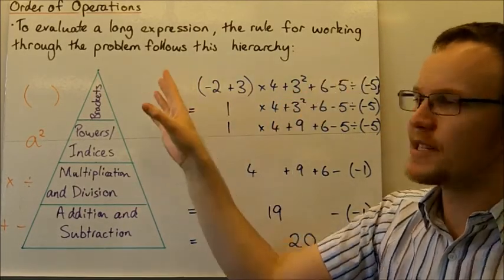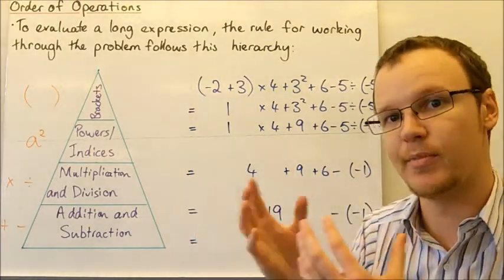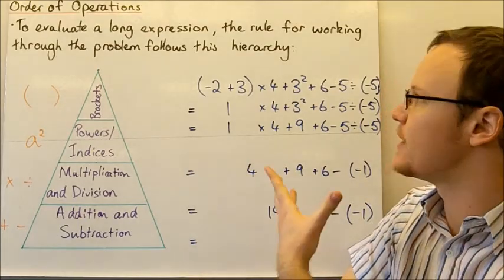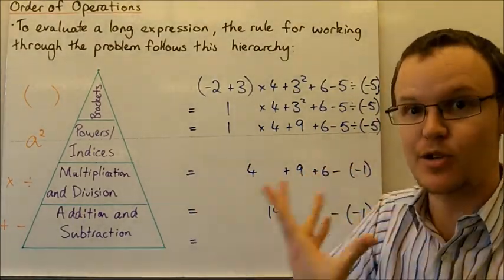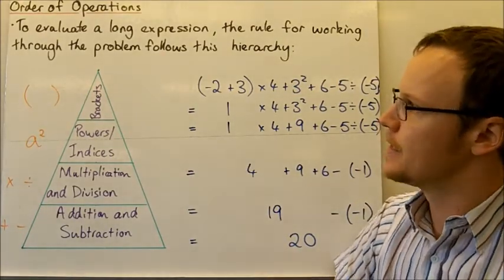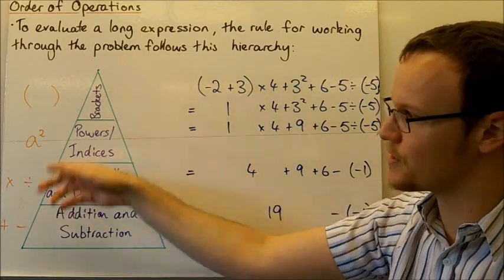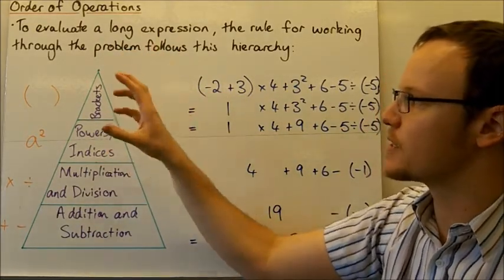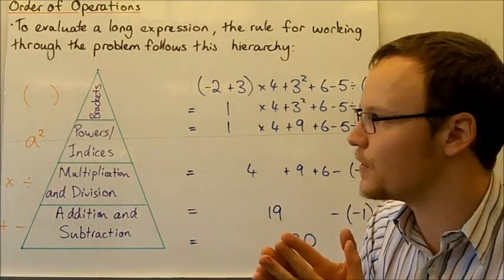The reason that we have an order of operations is because some operations need to occur before others. They're not more important, but the order that we do them in is important. So we start with looking for the brackets. That's at the top of this pyramid, this triangle. Anything inside the brackets, we do that first.